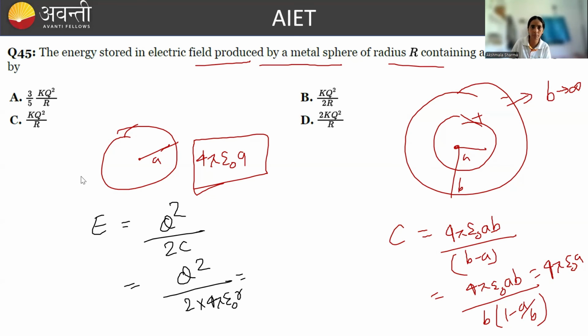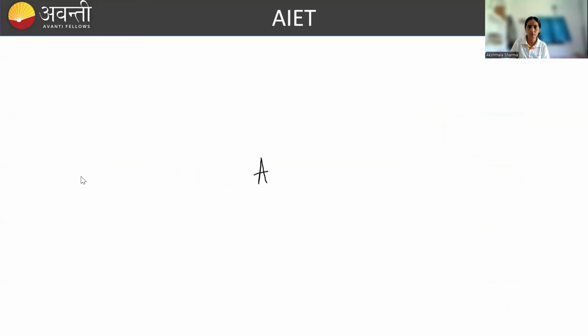So Q square by how much will it be? Okay, in terms of K, you have to write. So this will become KQ square by 2R. So the correct answer will be B. So here write the answer. Answer will be B.